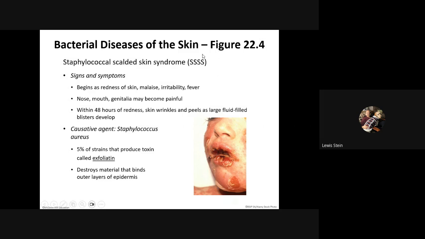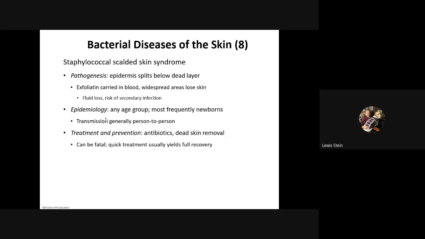What does that say? Staph, this is an infant. Look what's going on. This is scalded skin. That's the exfoliative toxin, produced by 5% of the strains of Staphylococcus aureus. And unfortunately, it can spread. It starts with just redness and a little irritability. Very painful. Within 48 hours, it's just like the child, or particularly the infant, was exposed. And so it is really a management problem. Carried in the blood, widespread area, fluid loss, risk of secondary infection.